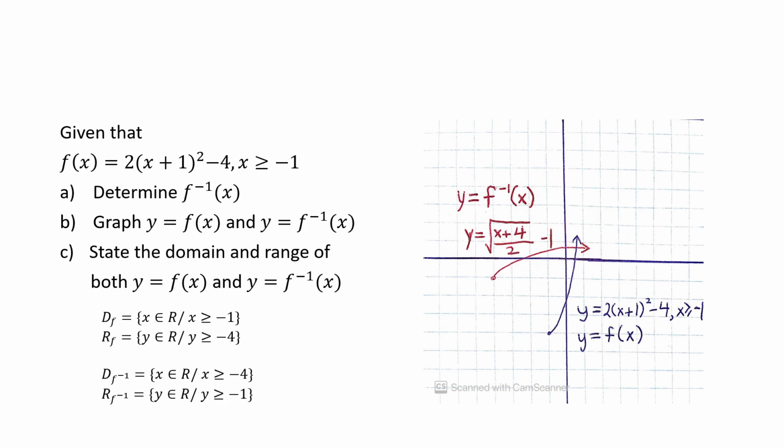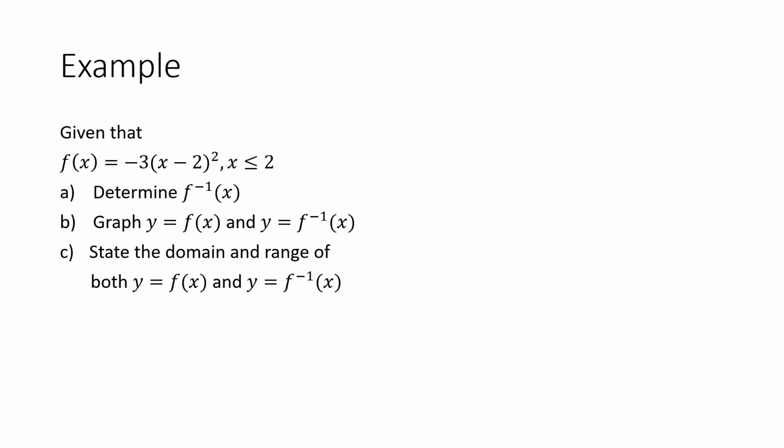The domain of the blue curve is x greater than or equal to -1, and the range is y greater than or equal to -4. And that tells us what the domain and range of the inverse will be. You may recall from earlier that the domain of the original will be the range of the inverse, and the range of the original will be the domain of the inverse.